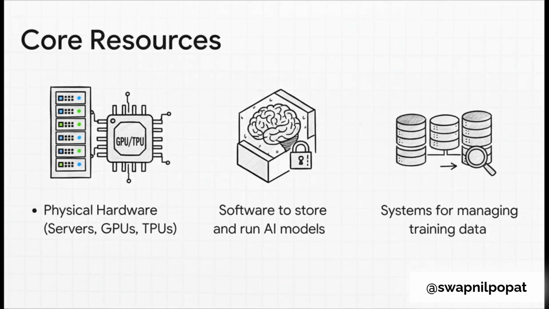So what are we talking about here? We're talking about tangible hardware, like servers and specialized processors, things like GPUs and TPUs, that are designed to handle the massive calculations AI requires. It also includes all the software needed to store the models and to manage all of their training data.